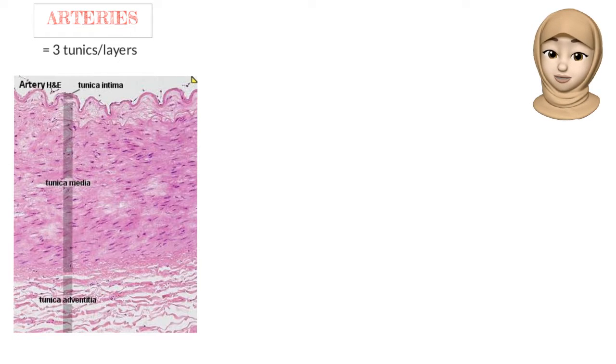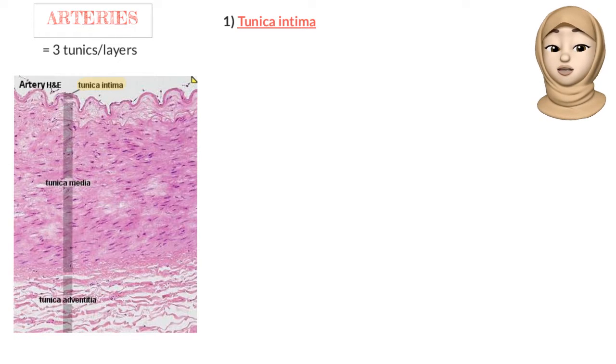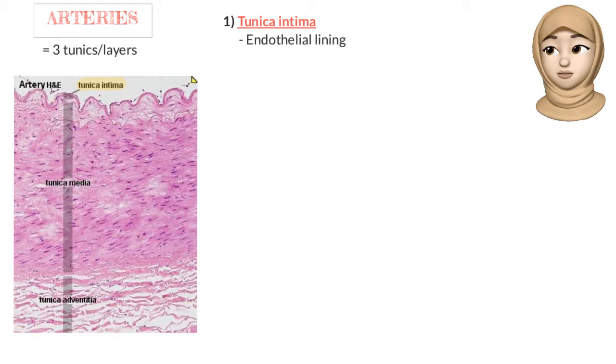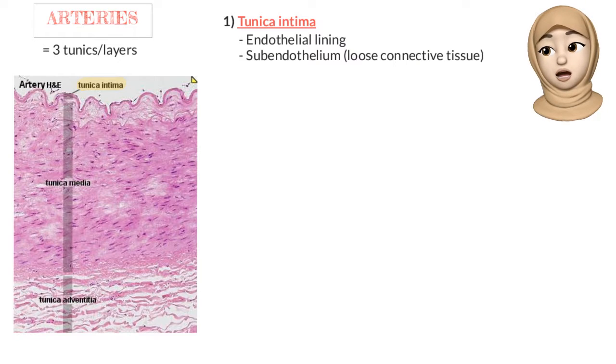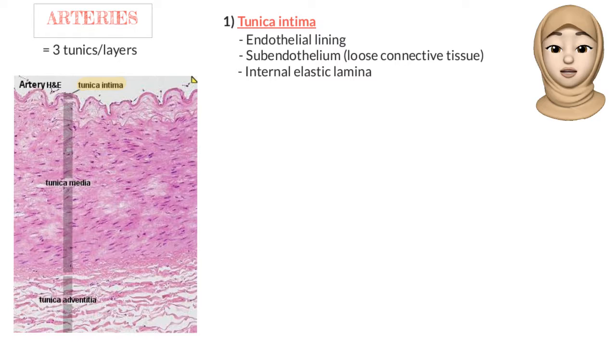Arteries are organized in three major tunics or layers. The tunica intima is the innermost coat. It consists of an endothelial lining continuous with the endocardium, the inner lining of the heart, an intermediate layer of loose connective tissue called the subendothelium, and an external layer of elastic fibers called the internal elastic lamina.